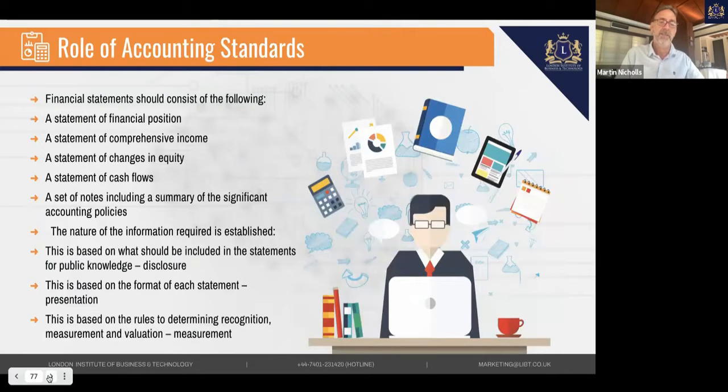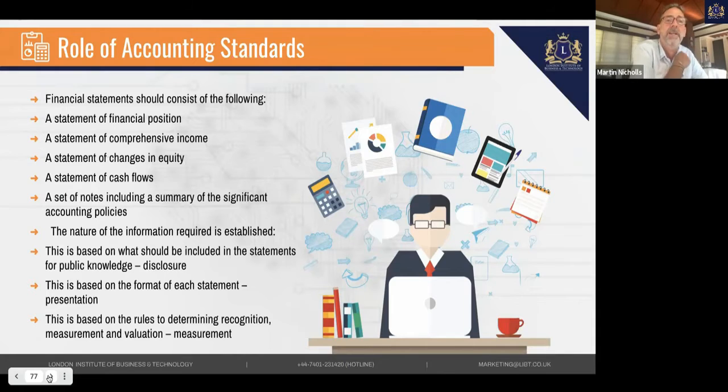Accounting standards. Don't want to talk about accounting standards too much, but essentially we've been talking about it as a whole the last few weeks. Accounting standards are really what is the norm? What do we really need to do as far as accounting is concerned?